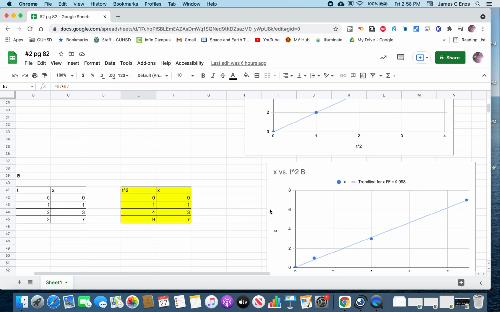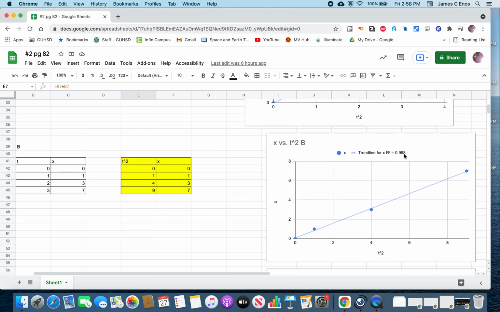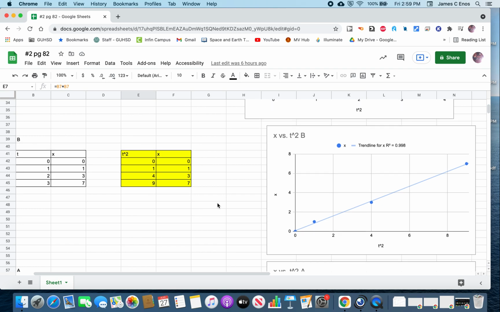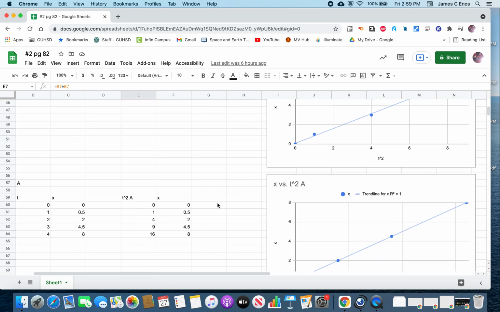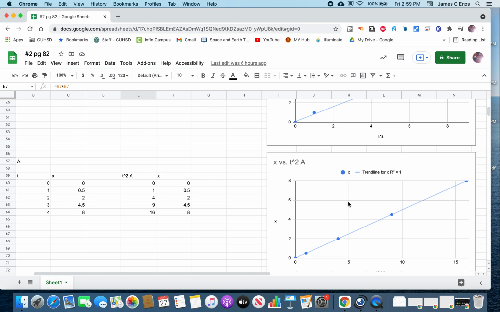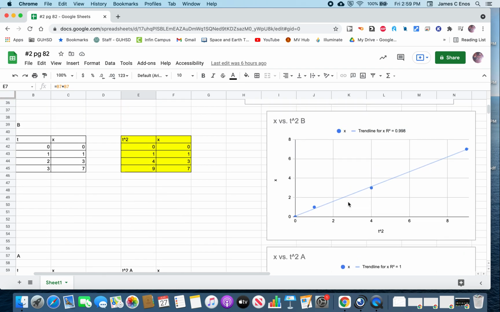And I continue down. My r squared for B was not exactly 1, but 0.998 is pretty close. But I'm going to come back to this, and maybe this will help us when I come back to that t squared graph for B. And then I get down to A, and A also has an r squared of 1. So what I'm going to do is write in an equation here, where I'm going to go equals to position divided by time.